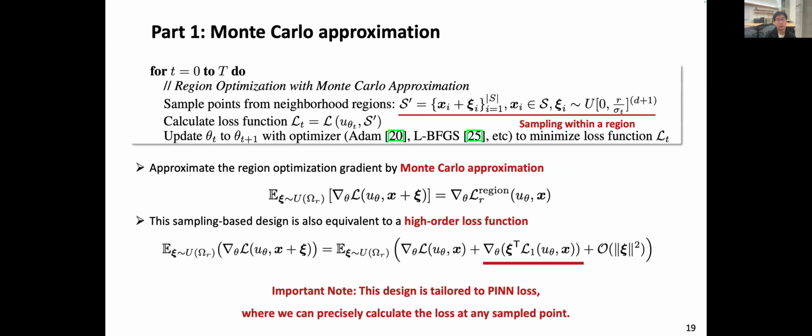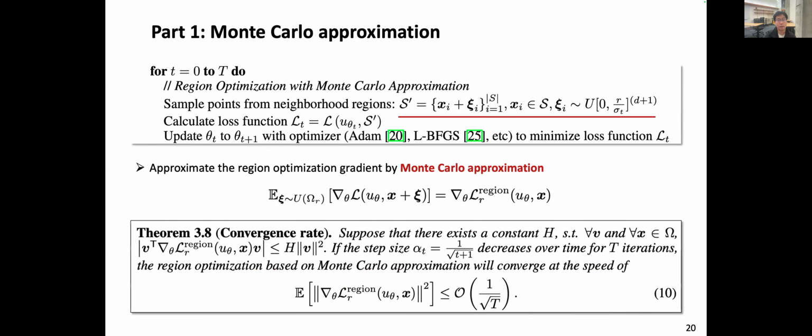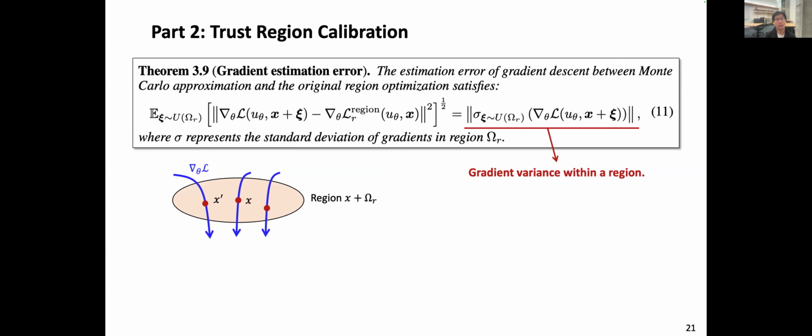Yeah. Keep going. I think I have just described the design of Monte Carlo approximation, that is, only sample one point in each region at different iterations. And the second is the trust region calibration, because Monte Carlo sampling can achieve the region optimization only in expectation. It also has some gradient estimation error for each iteration because we do the sampling, we do not do the integral. Specifically, the estimation error is equal to the gradient variance within a region.